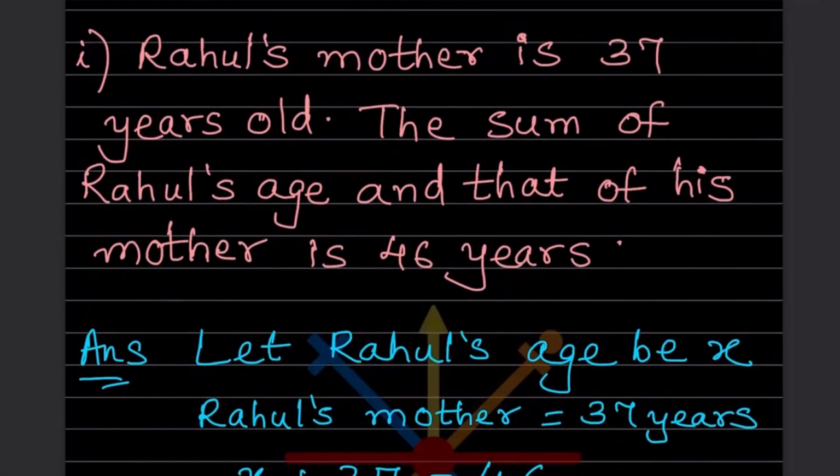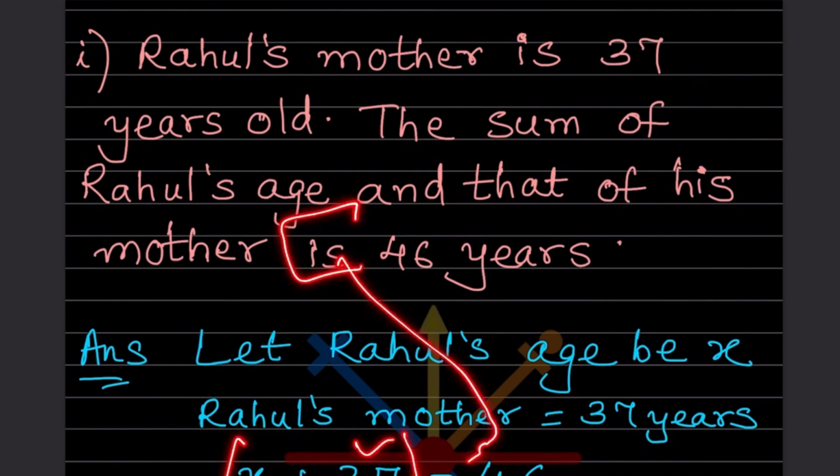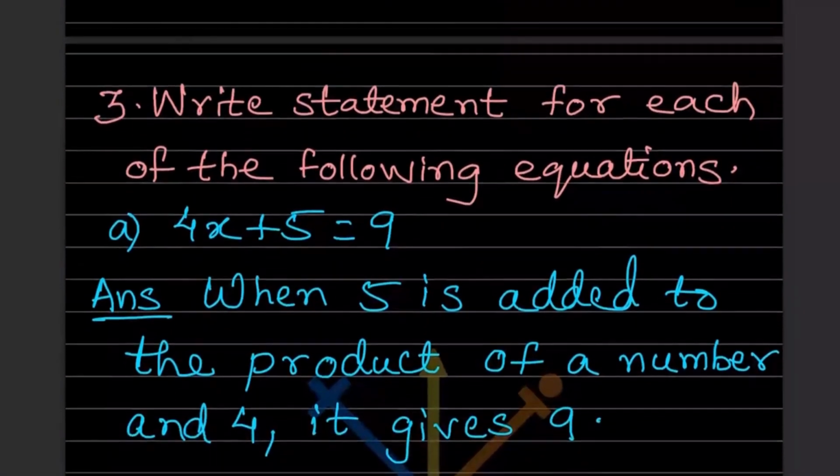Now in the next step, they said Rahul's mother is 37 years old, and the sum of Rahul's age and that of his mother is 46 years. So first thing, what are we going to do? We will write here, we don't know Rahul's age, right? So Rahul's age is X. Okay. So mother's age is given, that is 37 years. Just we wrote it over here. So now they said, look at this sentence, the sum means plus, of Rahul's age and that of his mother. So this is Rahul's age and this is mother. So sum means we are going to add it. Is means is equal to. That is 46. So here we don't have to solve, only write the equation.